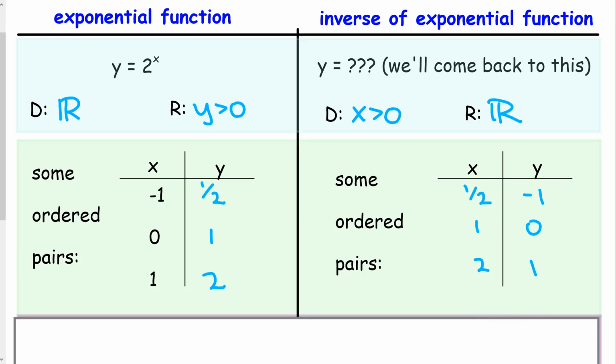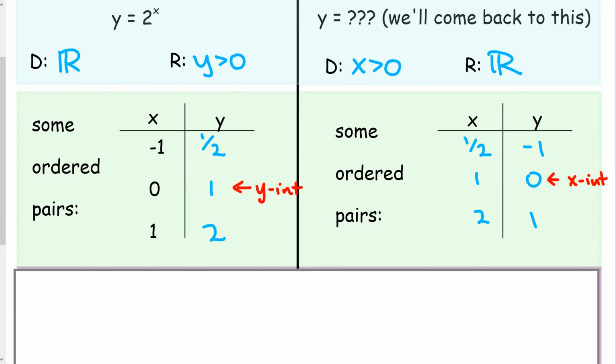So remember how for the basic exponential function, the y-intercept is always the point (0, 1)? Well then, for the inverse of it, the x-intercept is always the point (1, 0) for the basic function. Let's see, what else can we do?